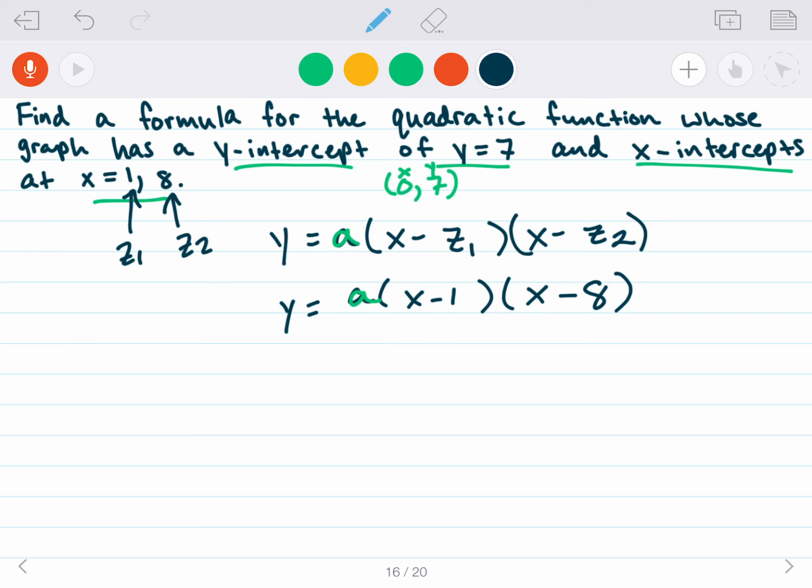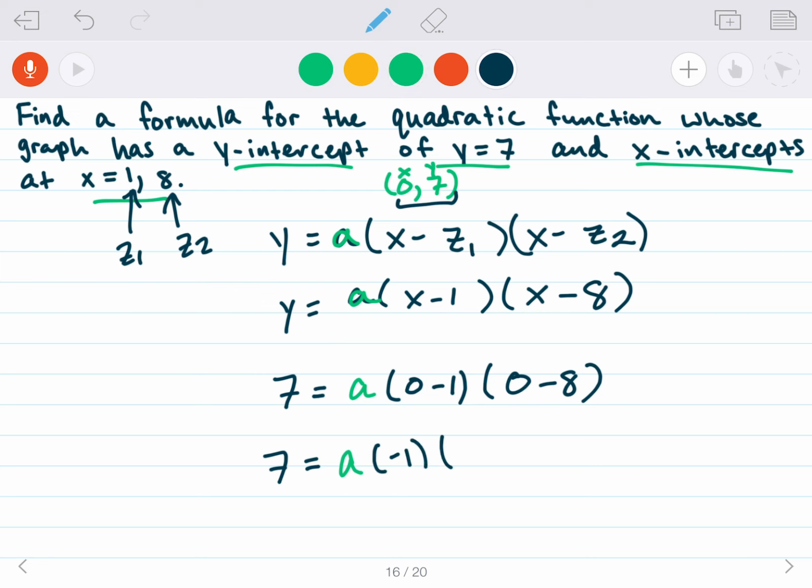So we have y is 7, so I'm going to sub in 7 for y. We're trying to figure out what a is, and the corresponding x value that goes with 7 is x equals 0. So we have a times 0 minus 1 times 0 minus 8, and let's go ahead and clean this up. So we get 7 equals a times negative 1 times negative 8, which is negative 1 times negative 8 is positive 8. So we get a times positive 8.